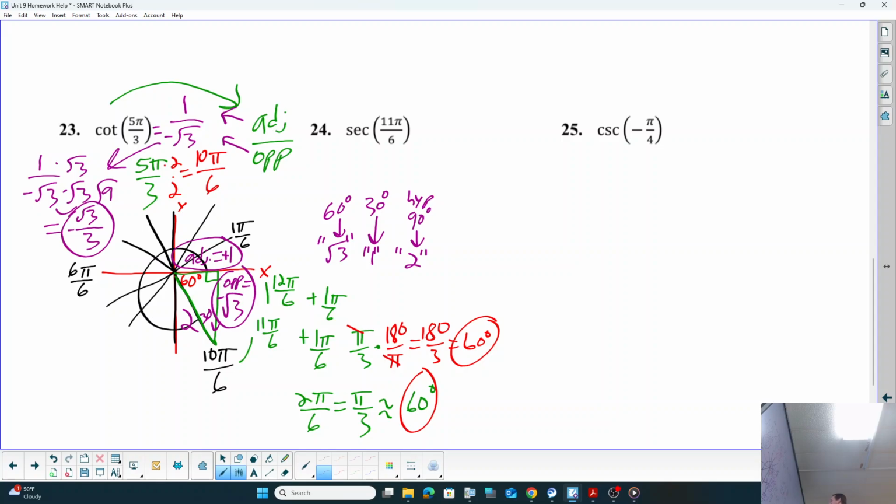Okay, so now cosecant. So cosecant is going to be what?